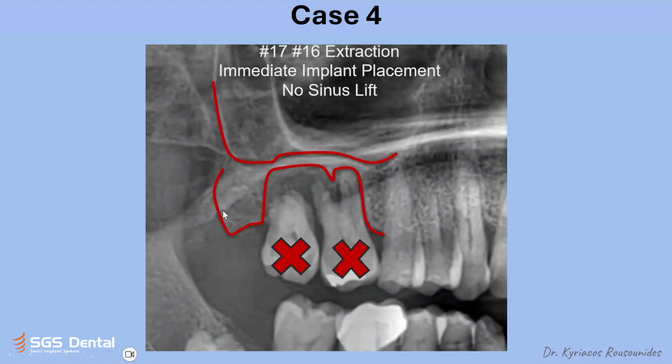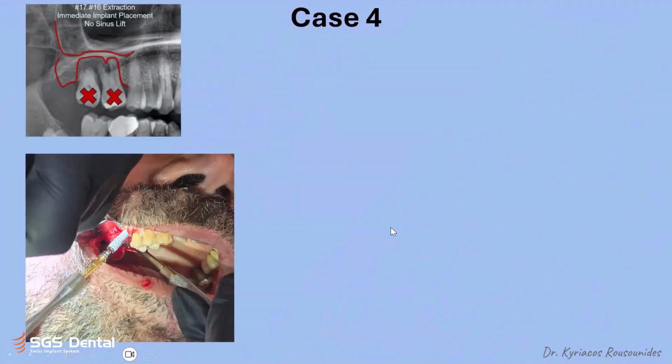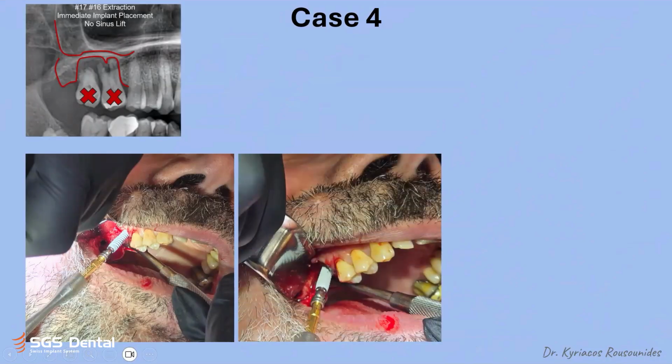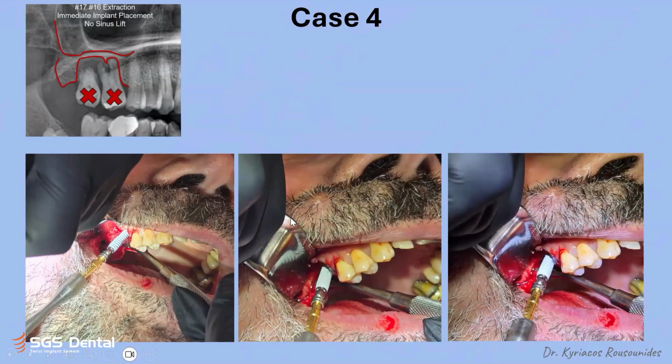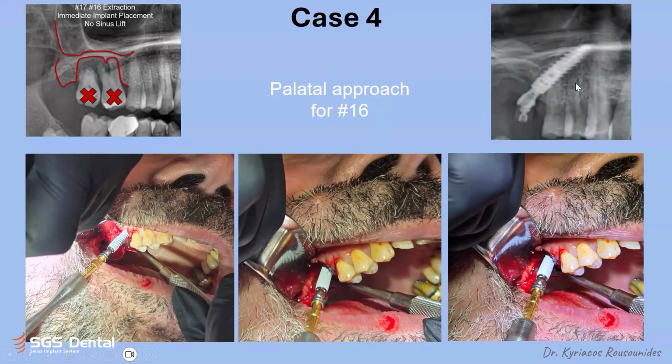I don't always trust the augmented area, especially in these big defects, to insert implants. And I prefer the more stable bone. So we had here a palatal approach. We insert the implant with this angulation, as you can see, more palatal in the palatal triangle. And this is the implant.